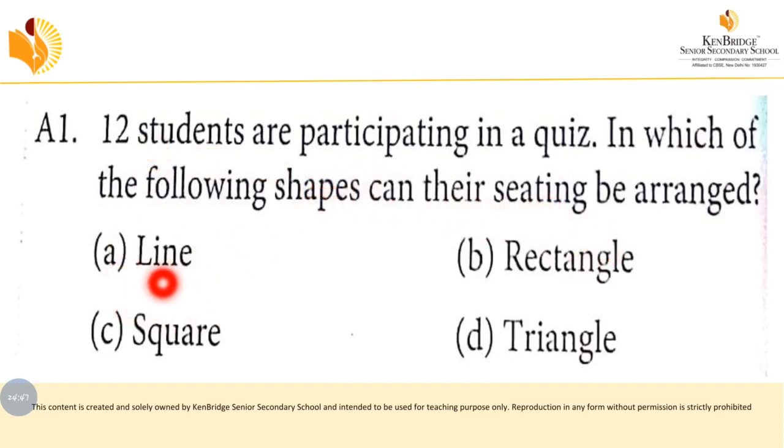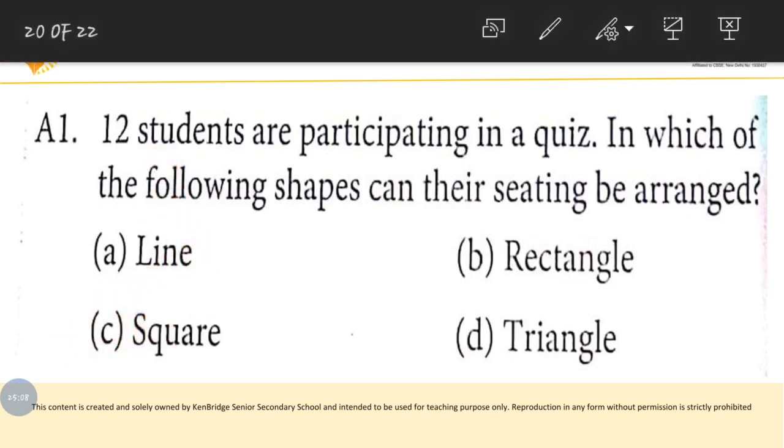Now square. What is the condition for square numbers? If it is a square number, it should be the value of some number squared. Is 12 the square of any number? No, definitely not. Because 2 squared is 4, 3 squared is 9, 4 squared is 16. So 12 is not a square value. So square is not possible. Okay. So line is possible, rectangle is possible, square is not possible.